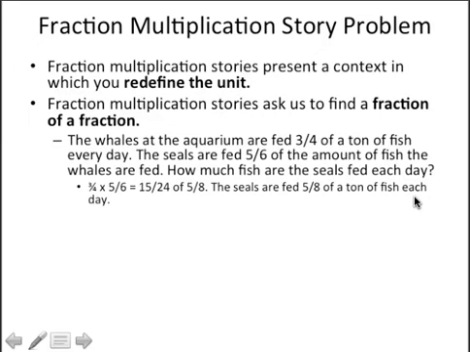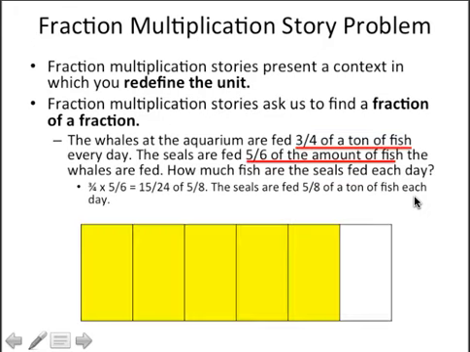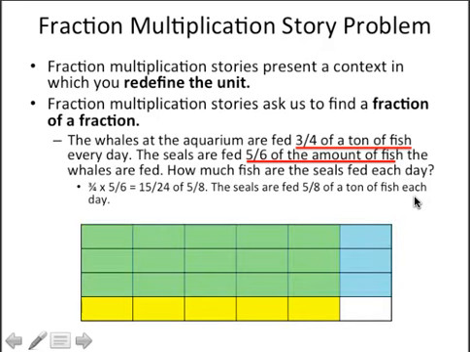Here's another example. The whales at the aquarium are fed 3/4 of a ton of fish every day. The seals are fed 5/6 of the amount of fish the whales are fed. How much fish are the seals fed each day? We redefine the unit. The whales are fed 3/4 of a ton of fish. We want to find a fraction of that fraction. The seals are fed 5/6 the amount of fish the whales are fed. How much are the seals fed each day? So the seals are fed 3/4 times 5/6, or 15/24, which simplifies to 5/8 of a ton of fish.